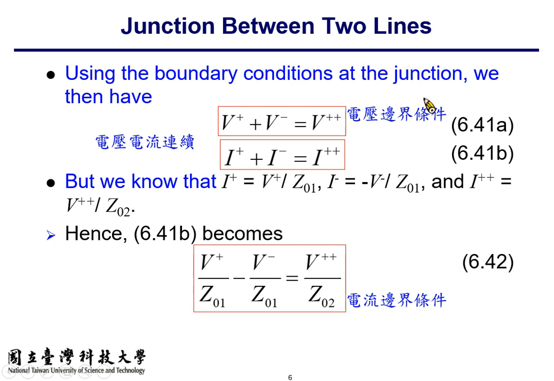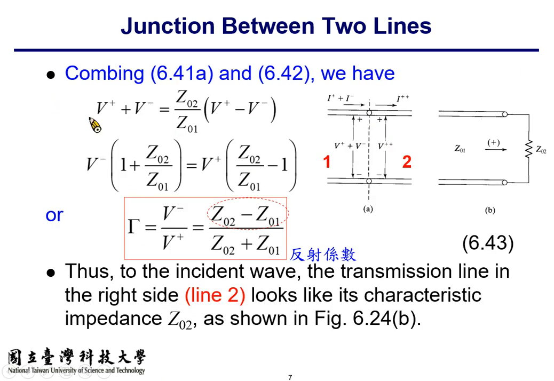We will use 6.41a and 6.42 to solve for V minus and V double plus. So this one is known, this one is given, and this one is unknown, this one is unknown. But you also know the value of the characteristic impedance on the two sides. So we can use these two equations to find the expressions for V minus and V double plus.